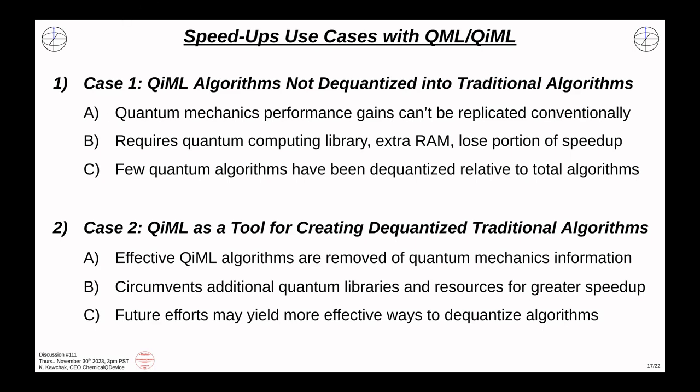Okay, so this next one is speedups with use cases. In the case of QiML algorithms that aren't dequantized, meaning they're proven, you need to have a simulator. You can't match the performance with any similar classical algorithm. So that's a non-dequantized algorithm. And this equates to you're going to need PennyLane or Qiskit and extra RAM. And because of the simulation, you're going to lose a portion of the speedup. And relatively few quantum algorithms have been dequantized at this point.